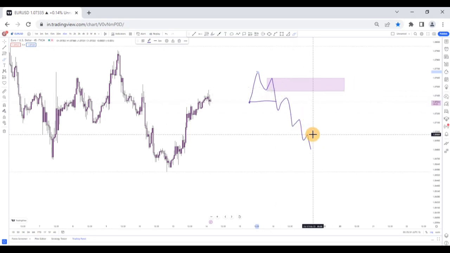And for that pullback to occur, we want to see the internal structure of that swing leg shift structure, and that shift is facilitating that pullback. This is what I mean. We want to see price clear this internal high. So as you can see now, forget about the external structure. Now let's look at the internal structure. As you can see, this internal structure, which is bearish, switched bullish here. So we have this break of structure to the upside.